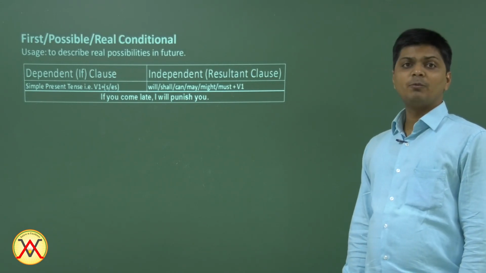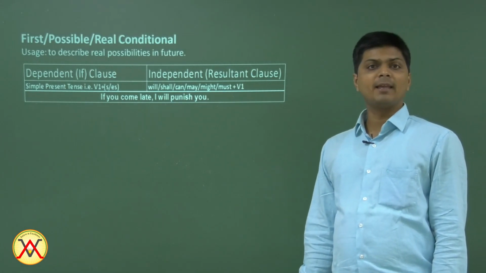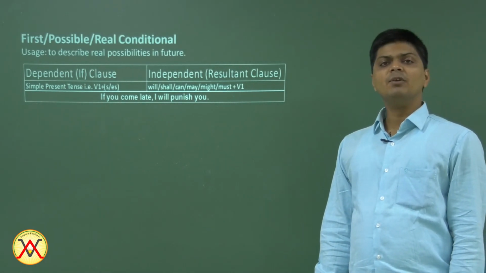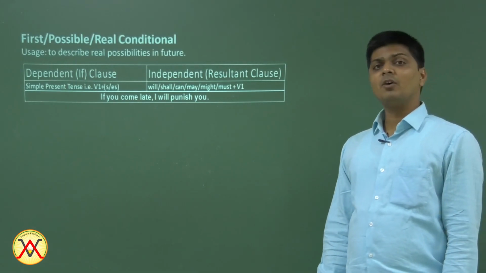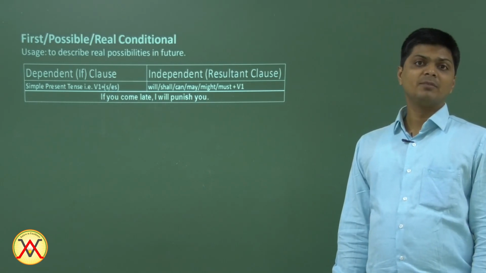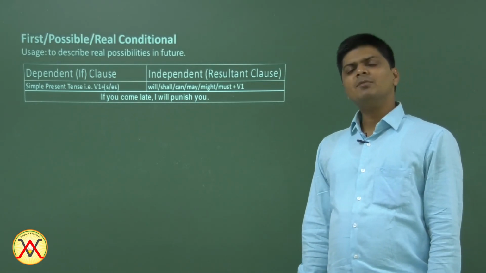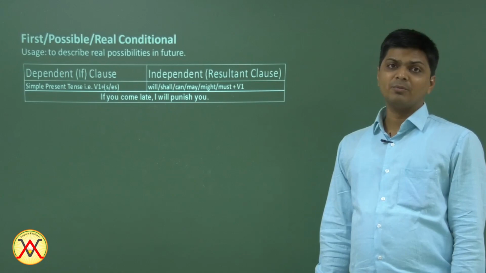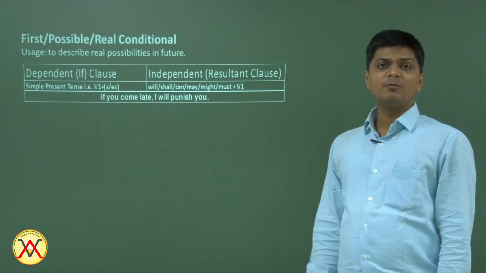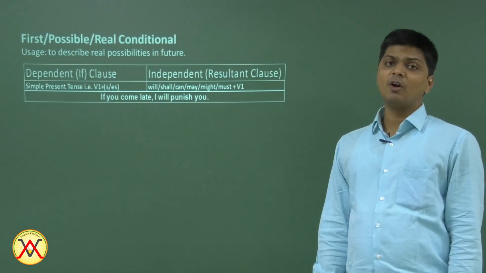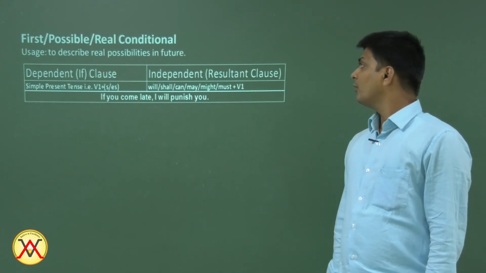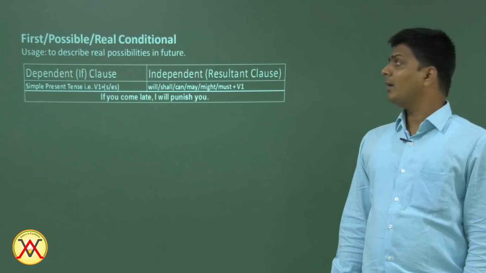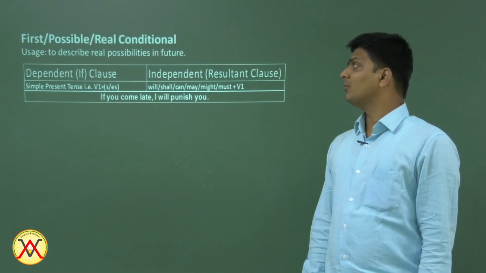Okay. Can is used for ability in the present or in the future. I can do it today, I can do it tomorrow. And then may and might are used for possibilities in the present or in the future. He may come right now. He might come right now. He may come tomorrow. He might come the day after tomorrow. Like that. Must is used for obligation or for a very strong piece of advice. You must do it. Like that. So we can use one of these modal auxiliaries plus first form in independent clause in the possible conditional.